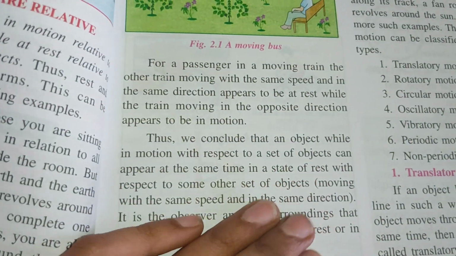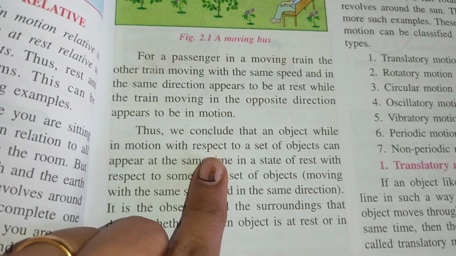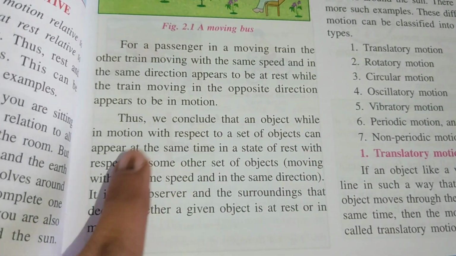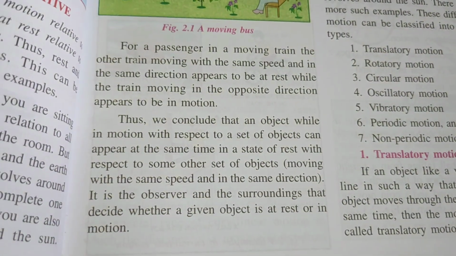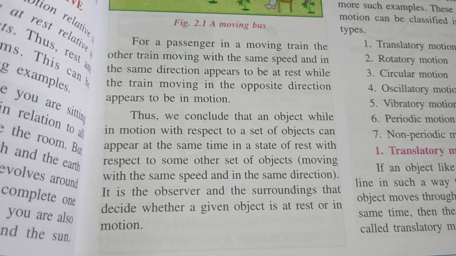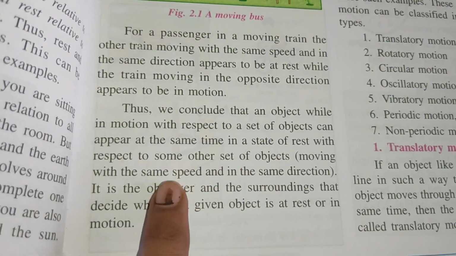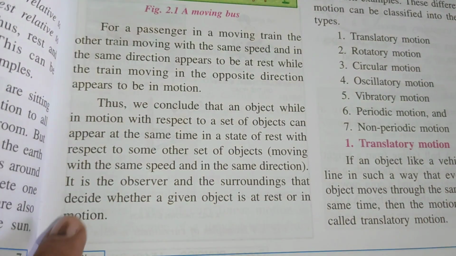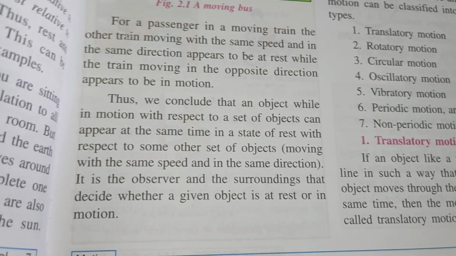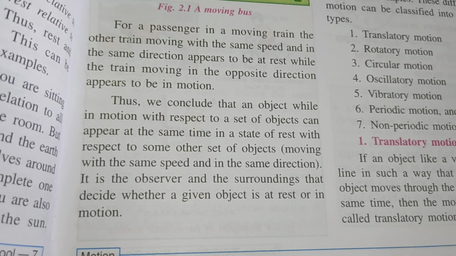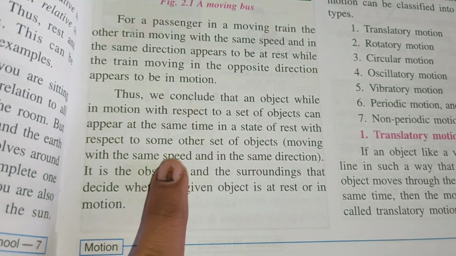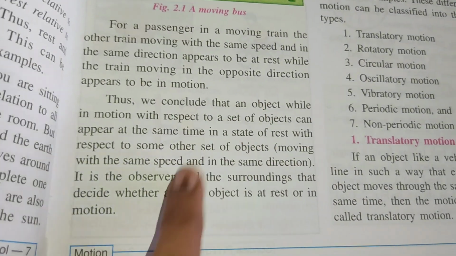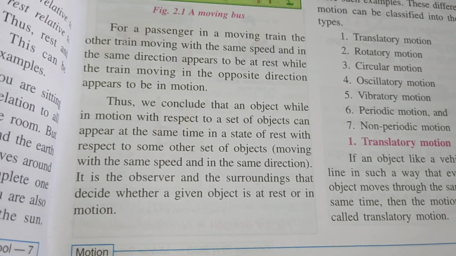So from this we can conclude that an object in motion with respect to a set of objects can appear at the same time to be at rest with respect to some other objects moving with the same speed and in the same direction. So it depends on the observer and also the surroundings that decide whether a given object is at rest or in motion. Whether an object is at rest or in motion can be found only by knowing who the observer is and what his surroundings are.